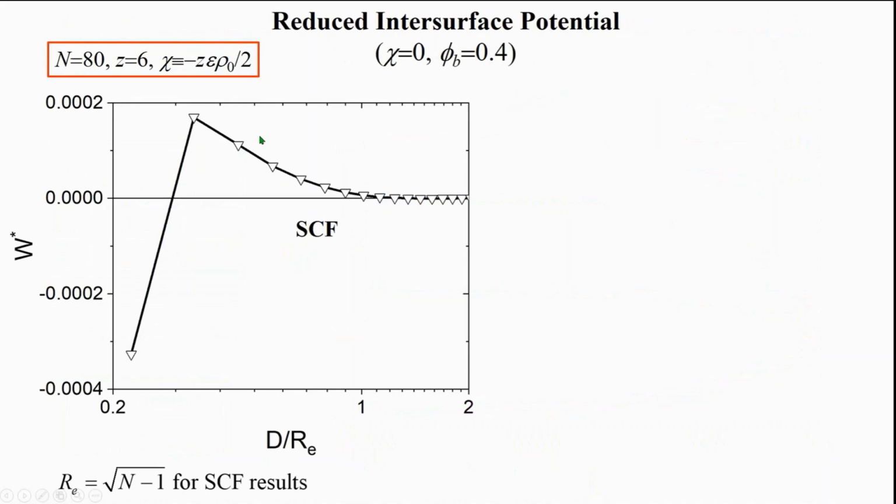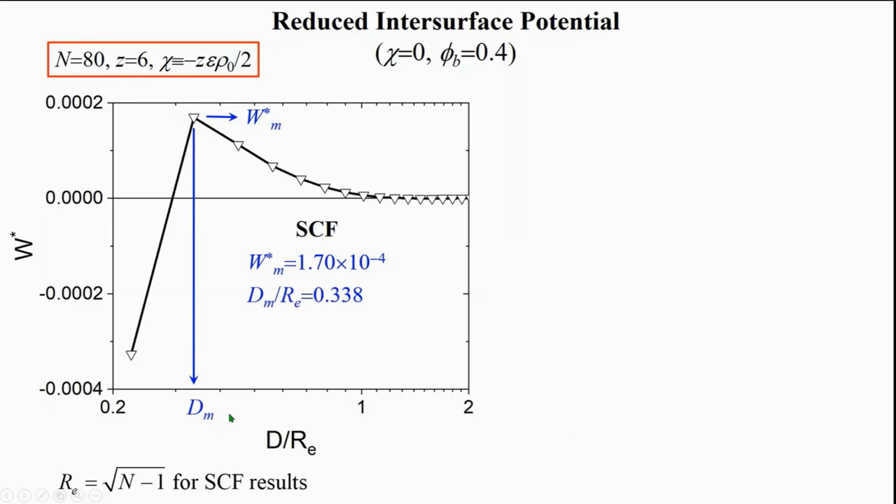Next, for the confined polymer solution in an athermal solvent at φb equal to 0.4, this semi-logarithmic plot shows the self-consistent field result of the reduced intersurface potential W star as a function of the separation distance d between the two surfaces, normalized by REB. We see the depletion attraction at small d, where W star is negative. Then, a positive maximum W star m, thus a very weak repulsion located at dm.